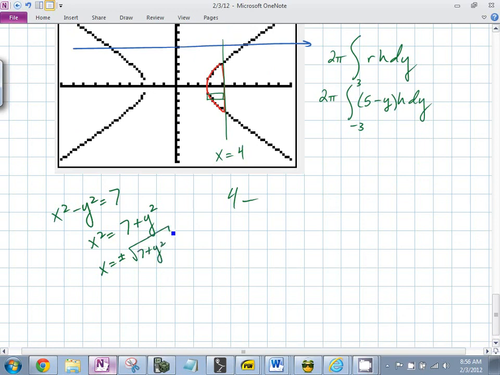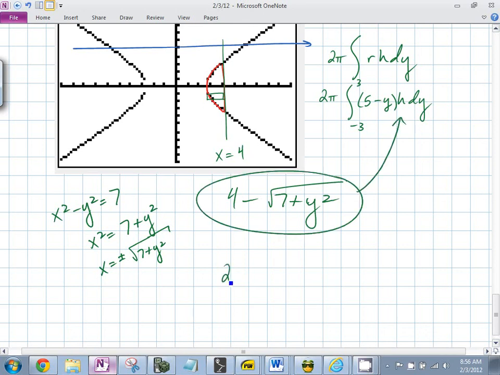Why is it plus or minus? It's plus or minus because there's a right-hand one and a left-hand one. Do we want the positive or negative one? Are the x values positive or negative for what we want? They're positive. They're in the first and fourth quadrant. So we want the positive one, so it's going to be 4 minus the square root of 7 plus y squared. That's going to be our h value. So what is our final integral? 2 pi integral from negative 3 to 3 of 5 minus y times 4 minus the square root of 7 plus y squared dy.